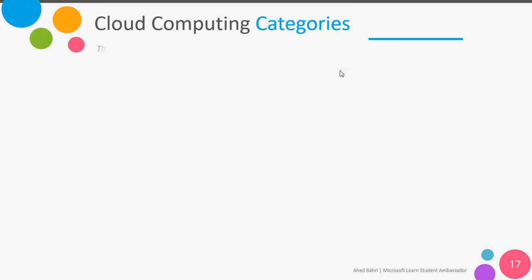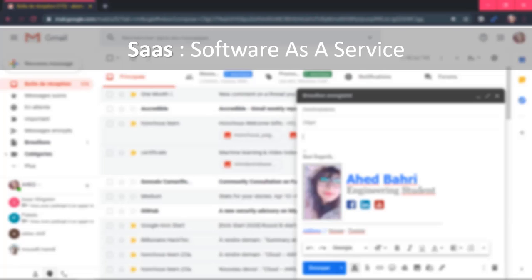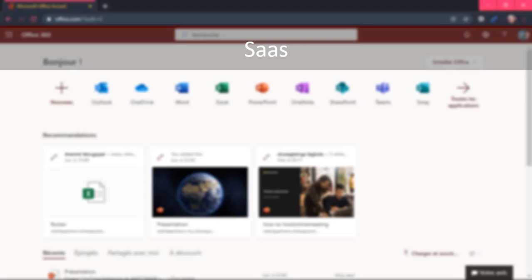Okay, now let's pass to the cloud computing categories. We have three categories. Let's start with the SaaS. SaaS, which is software as a service, is used by an end customer like us, and it's something you can use without having any control on the structure. You can just consume. We have two examples here. The first one, which is Gmail, and the second one, which is Office 365.